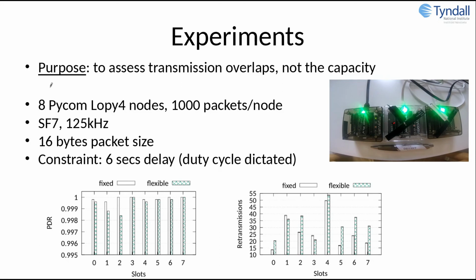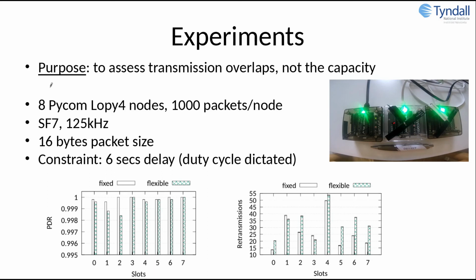A number of experiments were also conducted to assess the transmission overlaps in successive slots. Actually, the purpose of the experiments was not to assess the capacity, because this would require at least 100 nodes and considerable financial and manpower resources.